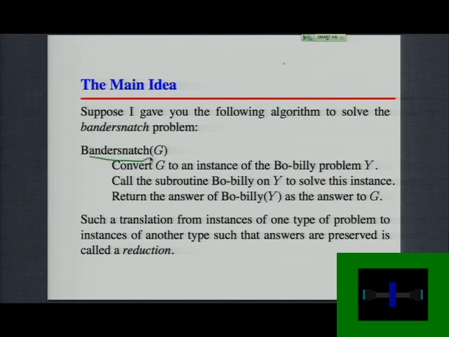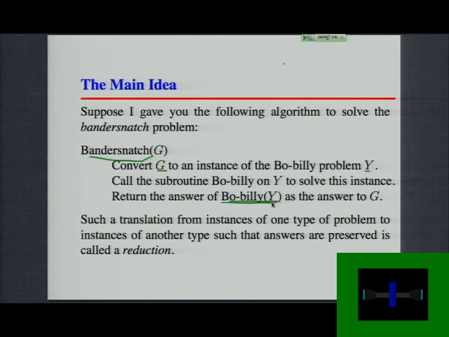This algorithm for solving the problem Bandersnatch is going to do it by a three-phase process. It translates the input, G, into a format Y. It then calls Bobilli on Y. You have a Bobilli solver, and it can compute what the answer to Bobilli of Y is. And it returns, as Bandersnatch of G, the answer to Bobilli of Y.